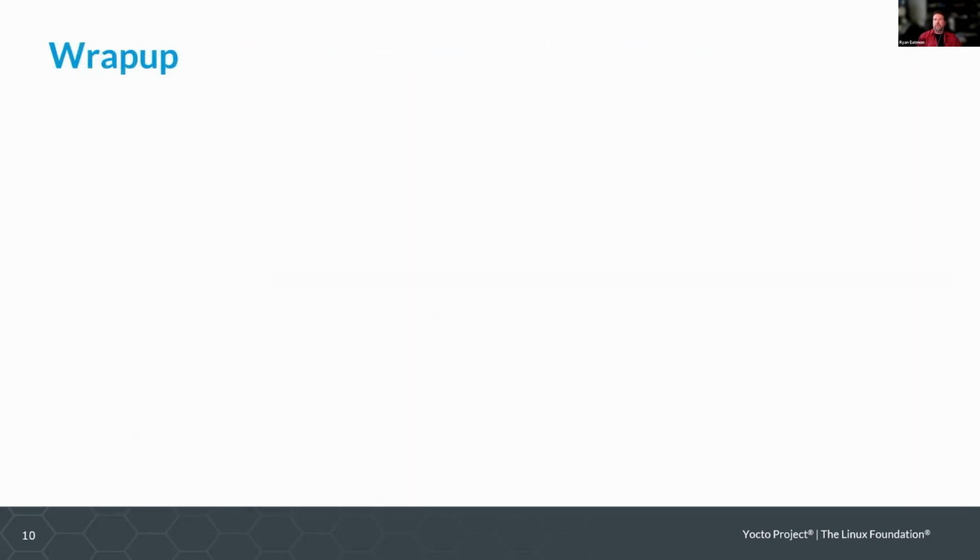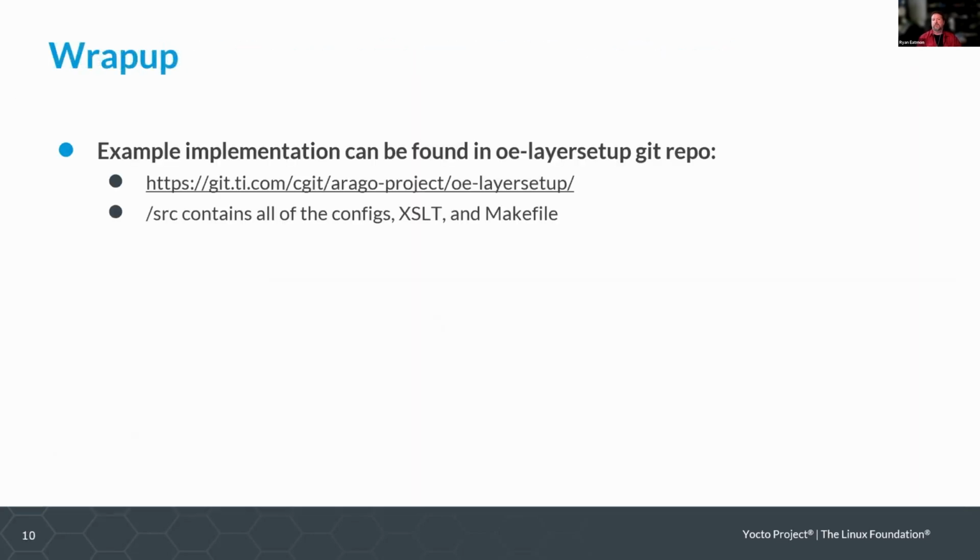So in terms of wrapping up, if you want to see the example implementation of how we've done this in our OE layer setup tool, the URL for where our Git repository is right there. The source directory under that repository is what contains all of the XML configs as well as the XSLT transforms and the make file that you can use to go generate them.